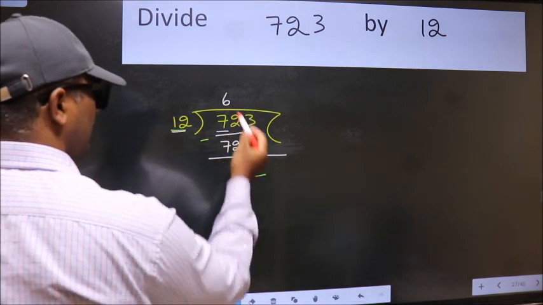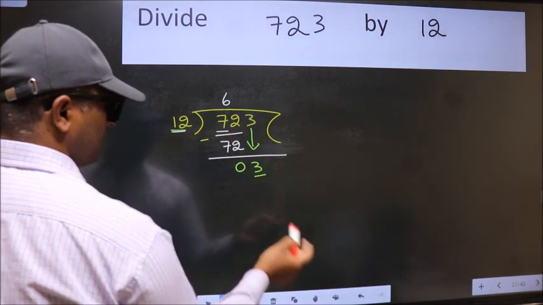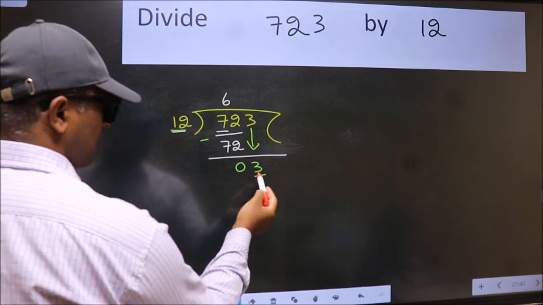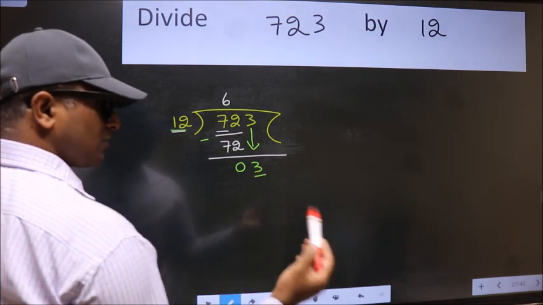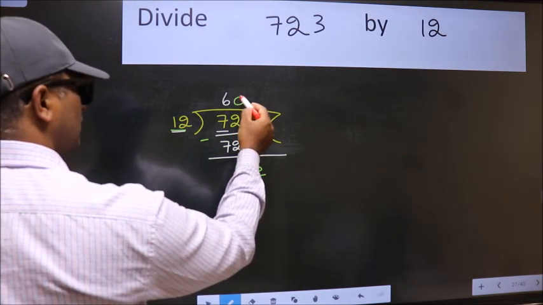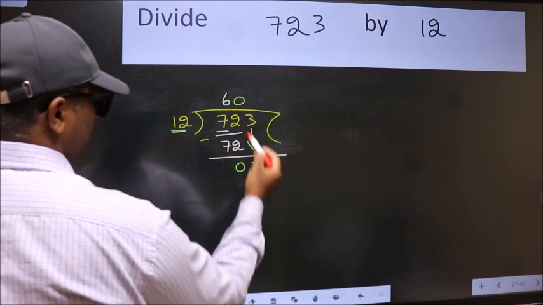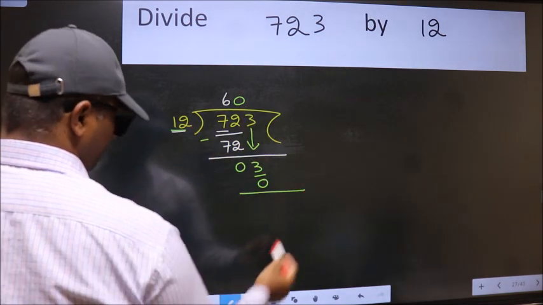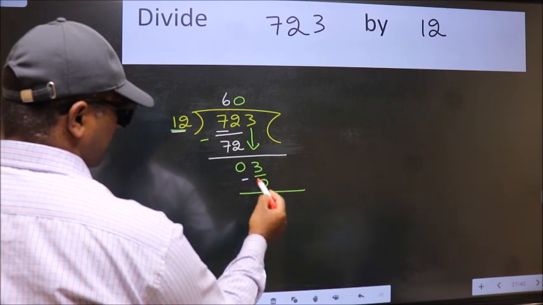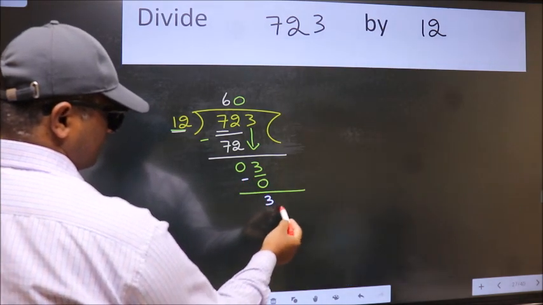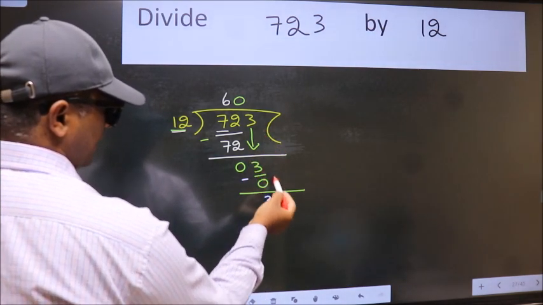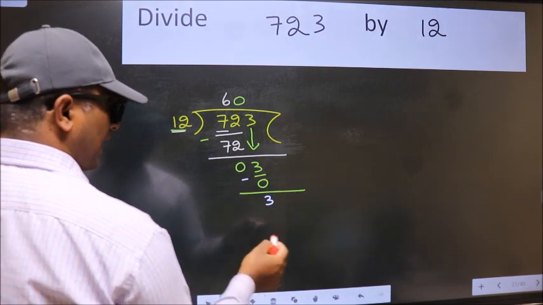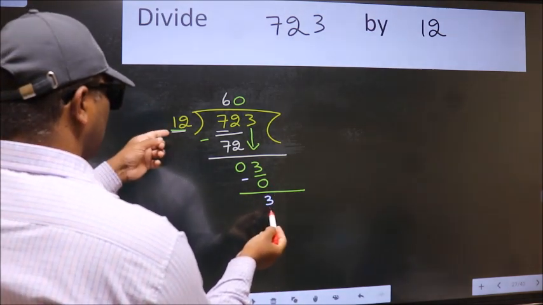If I take 1, we will get 12. But 12 is larger than 3. So what we do is, we take 0 here. So 12 into 0, 0. Now we subtract, we get 3. Over here, we did not bring any number down, and 3 is smaller than 12.